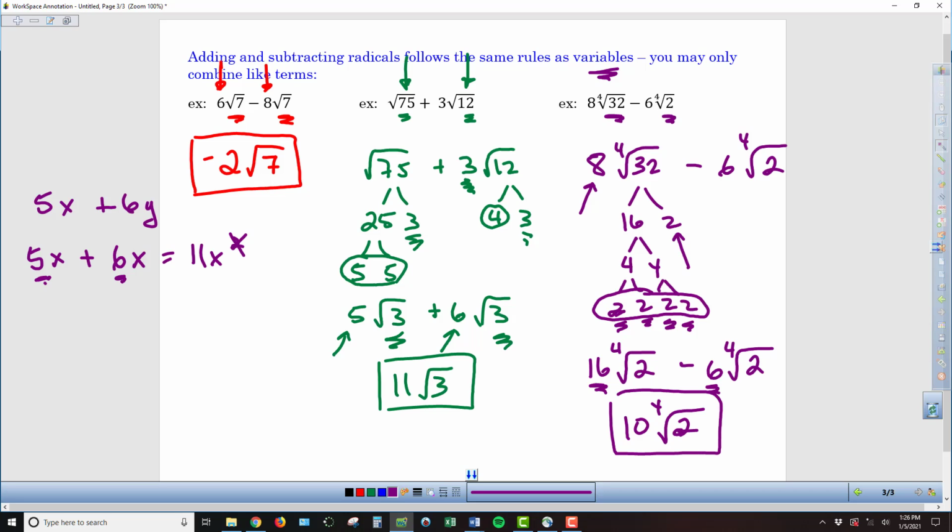So once again, it doesn't matter if it's higher order roots like the 4th root here or square roots like the first two examples. We can only add and subtract if we have the same number underneath the radical. And then when we do add and subtract the expressions, the number underneath the radical doesn't change. It's only the coefficients that get added and subtracted.